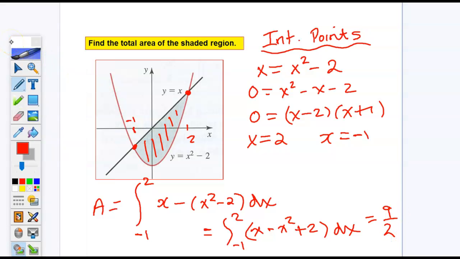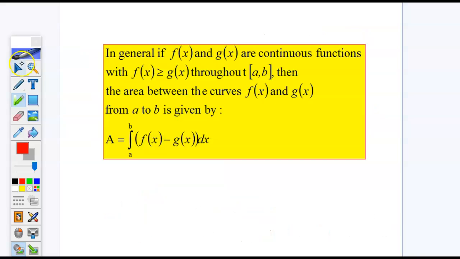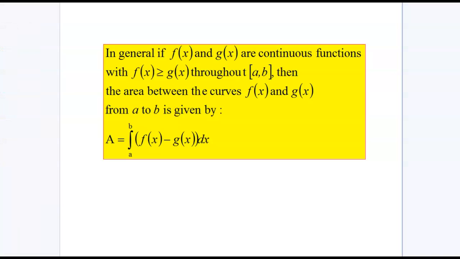So again, find the intersection points. Those become the limits of integration. And then it's the top curve minus the bottom curve over the region we're looking for. So in general, we have this. If f and g are continuous functions, and function f is bigger than function g, so on the graph, function f is the top function and g is the bottom function throughout the interval a to b, the area between those two curves is going to be the integral from a to b of f of x minus g of x.